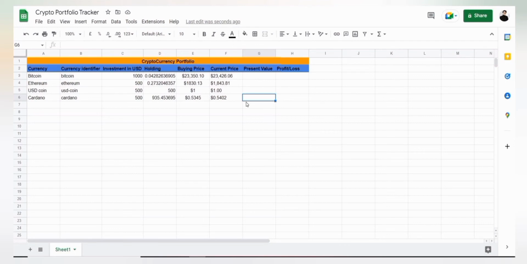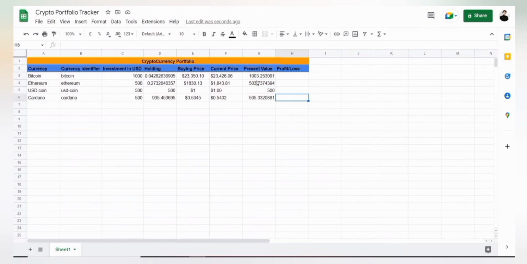Let's use the multiply formula to determine our present value by multiplying our current price by our holding. Equals, multiply, let's use the substitute formula to ignore the dollar sign in our current price. Substitute, similarly to the previous function, we're going to use dollar sign in quotes, comma, a blank space in quotes. Close the bracket, comma, multiply by our holding, D3, and close the bracket, press enter, and take the suggested autofill. And there we have it, the present value of our holding.